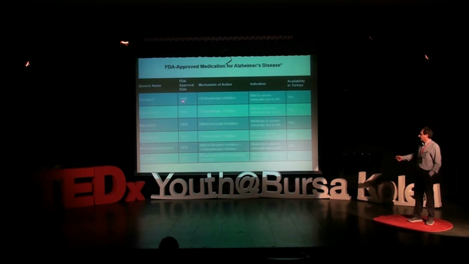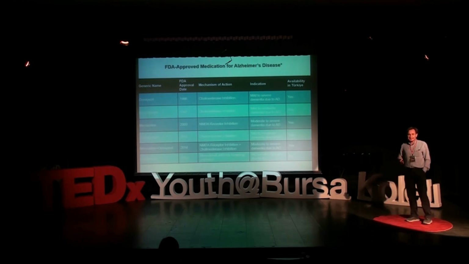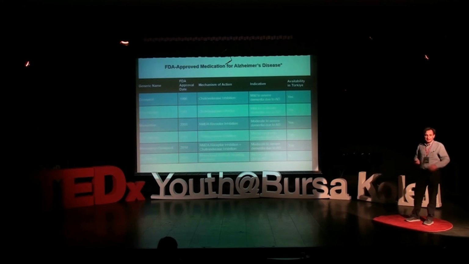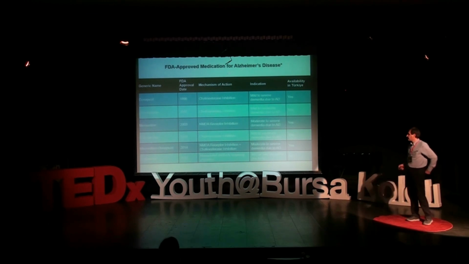chronologically ordered. In 1996, donepezil was approved by FDA, which is a cholinesterase inhibitor. Cholinesterase is an enzyme that degrades acetylcholine. Acetylcholine is a neurotransmitter which mediates learning and memory in the hippocampus and also cerebral cortex. Therefore, if the disruption and degradation of acetylcholine is prevented, then we are more able to learn and remember. Therefore, the first class of drugs that was approved by FDA was cholinesterase inhibitors. The second one, rivastigmine here, as you can see.